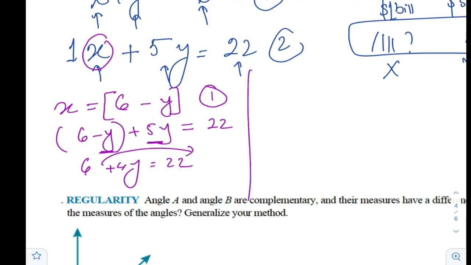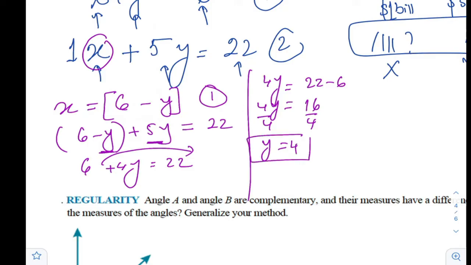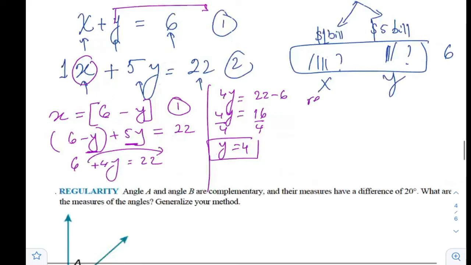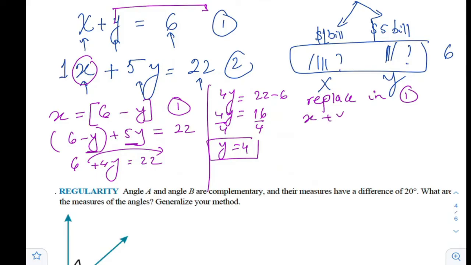Taking this here, 4Y is 22 minus 6. It's 16. So Y is 4. Replace in any equation. I replace in the first one. X plus Y equals 6. Or you can replace in the one that you found here, which is easier for you. You can here use equation 1. You know that X equals 6 minus Y. So X is 6 minus 4, which is 2.